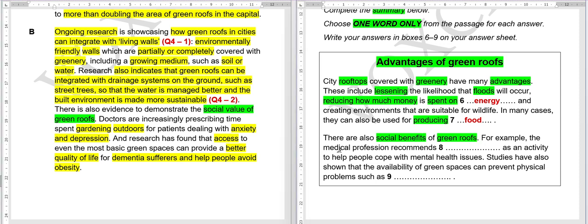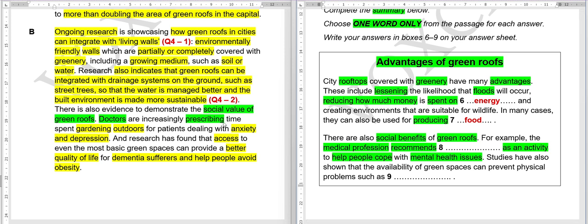For example, the medical professional. Have we read anything about the medical profession? Yes, here: doctors. Medical profession recommends, prescribe. Let's see. For example, the medical profession recommends blank as an activity to help people cope with mental health issues. So they are recommending something as an activity. So obviously, what kind of word do you think will be here? There will be some word related to some kind of activity. Recommend something as an activity. So basically some game or some activity will be mentioned here, so that it can help people to cope with mental health issues. Let's see.